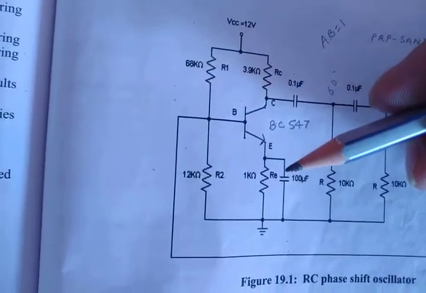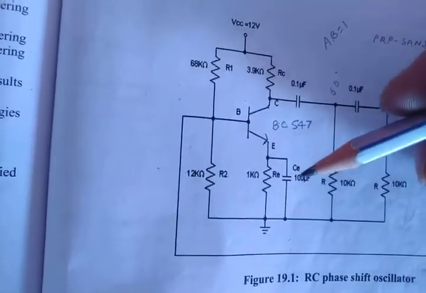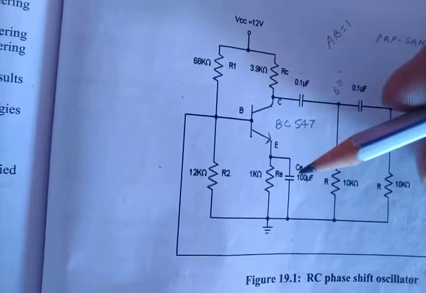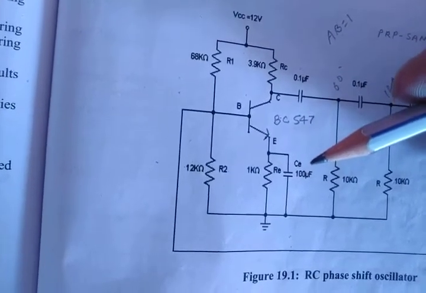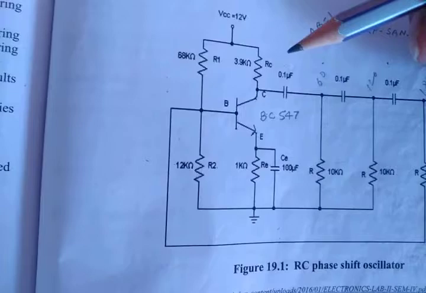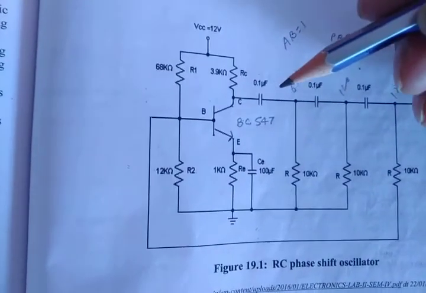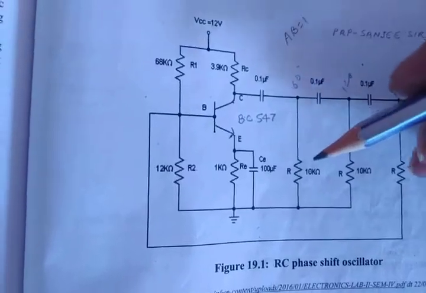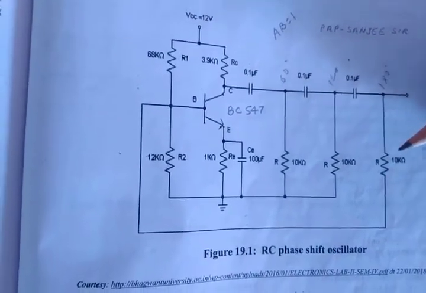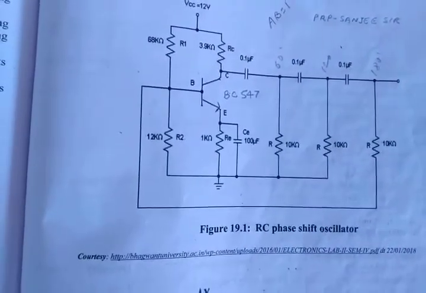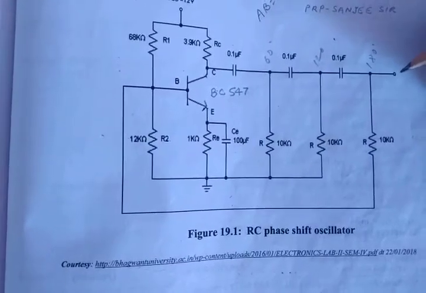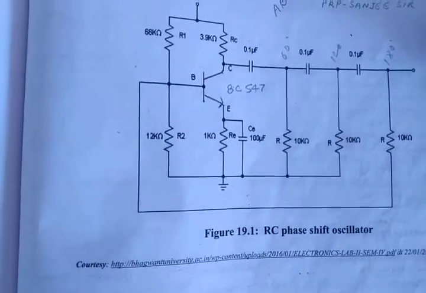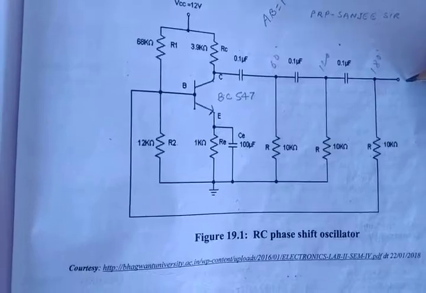Down here we have the emitter resistance of 1 kilo ohm, and bypassing that emitter resistor is a 100 microfarad capacitor, and the capacitance we have used in the RC network is 0.1 microfarad each, and resistors of 10 kilo ohm. And the final output, or sine wave oscillator output, will be observed at this point.